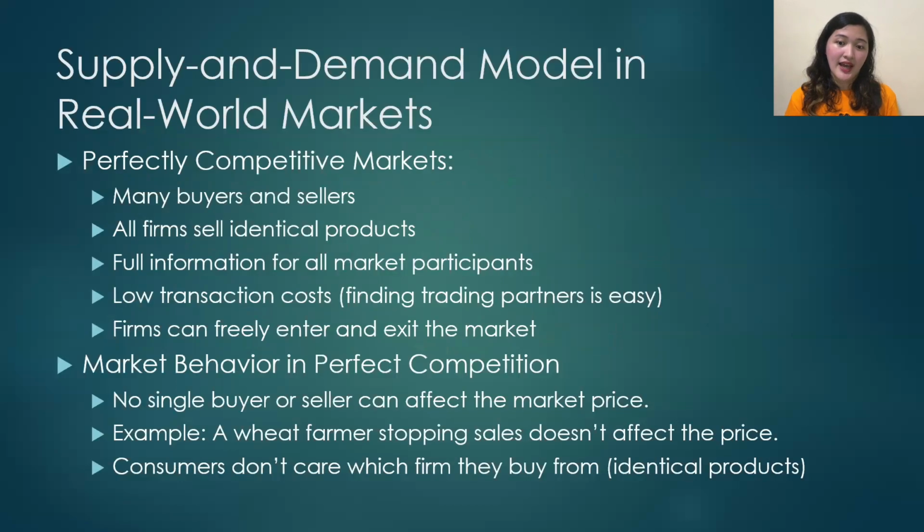It performs best in highly competitive markets with many buyers and sellers, where products are identical or very similar across producers. In these markets, no single buyer or seller can affect the price. For example, if a wheat farmer stops selling, it won't change the price of wheat because there are so many others in the market. Consumers also don't care which firm they buy from, as long as the product is the same. These markets also feature free entry and exit, meaning firms can easily enter when there's profit opportunity or exit when conditions change. The model assumes that all market participants have full information about prices and product characteristics, and that transaction costs like the time and effort involved in making a trade are low.